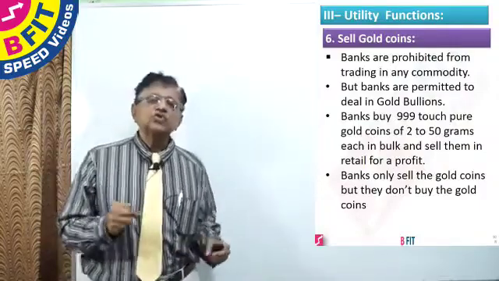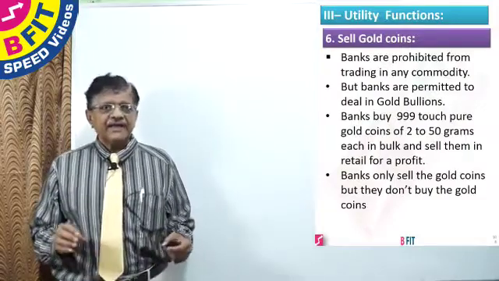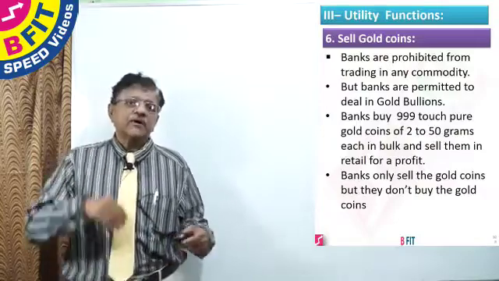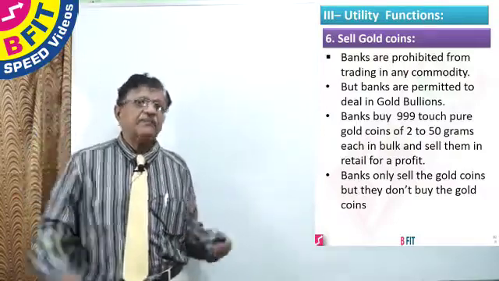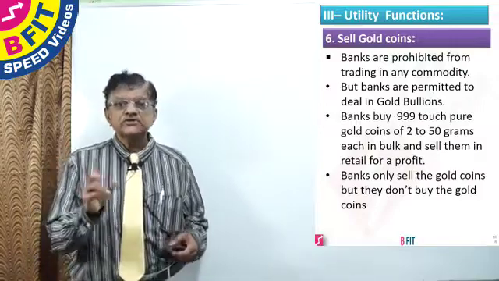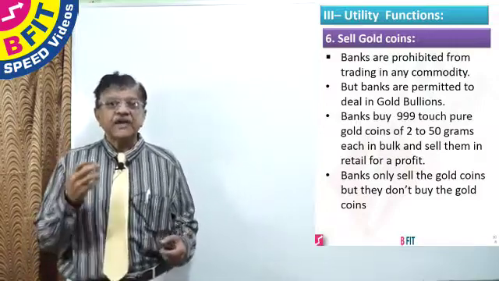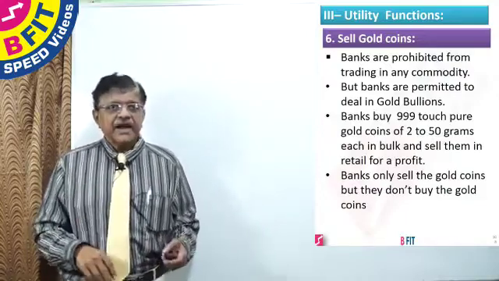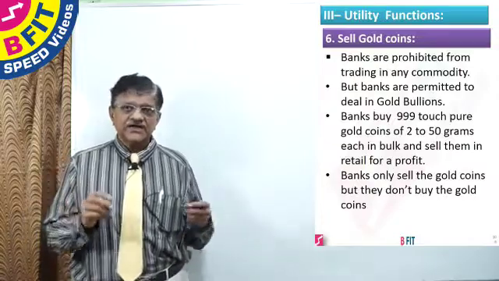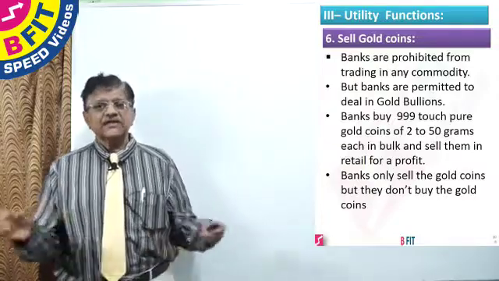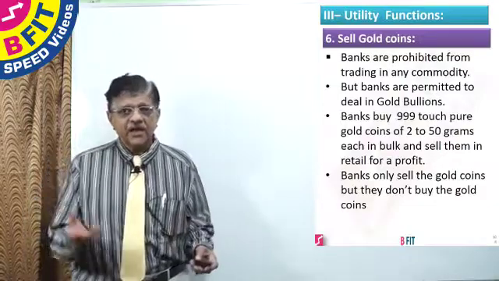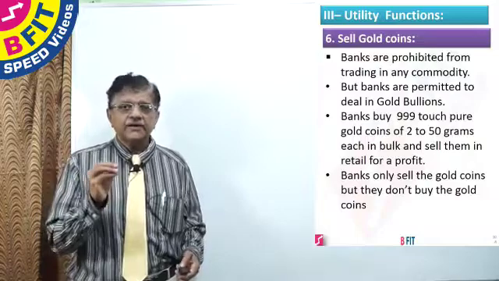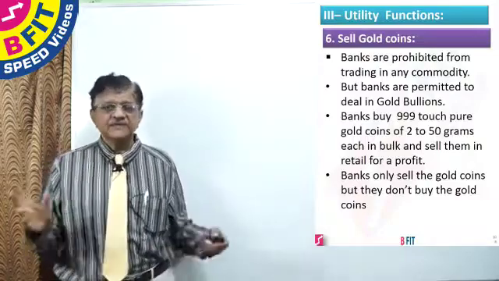So what banks do to make a little profit is that they buy 999 touch pure gold coins of 2 grams to 50 grams from foreign mints like Credit Suisse. Credit Suisse is one of the biggest mints. They give 999 purity gold coins. So banks buy them and sell them through their various branches to all their customers. On the day of Diwali and all, people buy gold coins. Banks sell these gold coins and make a reasonable profit out of it.